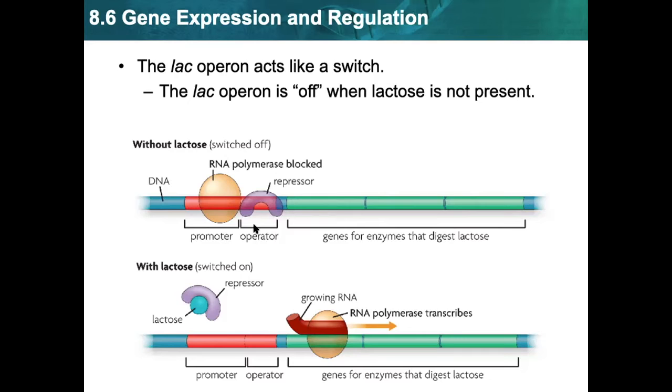And so with lactose being present, it doesn't actually have a brain, it doesn't sense lactose, but the lactose will hit it and will change its shape, and it will fall off, and that will then turn it on at that point. So RNA polymerase up here is blocked. It can't go down the DNA strand and transcribe these genes, but with lactose present, lactose binds to the repressor and it knocks it off. And now it can go down the DNA strand, make RNA, which will make proteins, which will then turn the genes on.